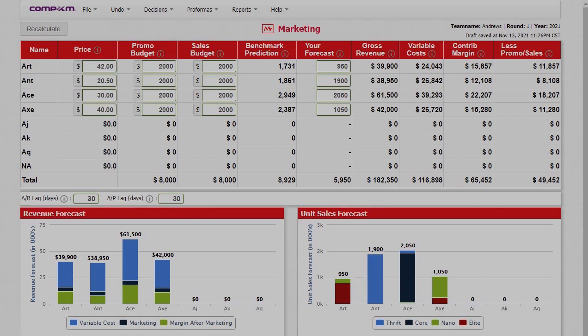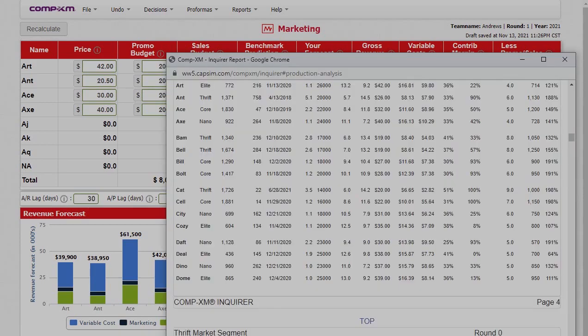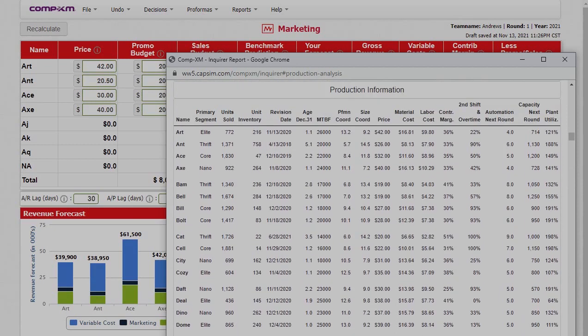So let's start with the first product, which is Art, which is actually an Elite product. For Art, the total units sold is 772 units, as can be shown in production information, and we had inventory of 216 units. And for Elite market segment, the market grows at a rate of 16%. So we can just take what we sold, which is 772 units, and multiply by 1.16 to get what we are going to sell in this segment in the current year.